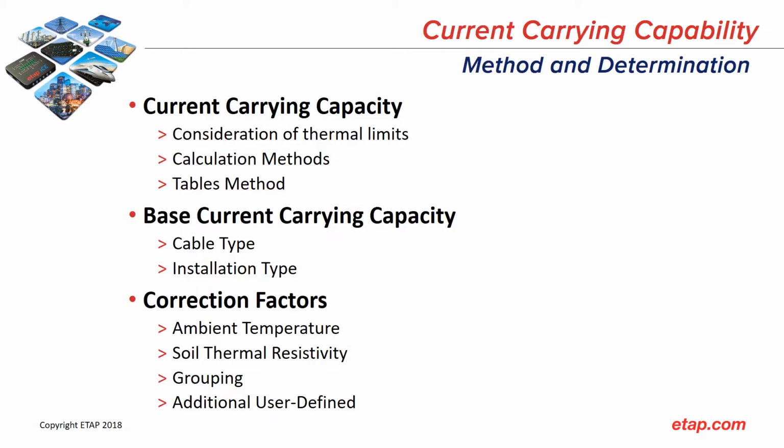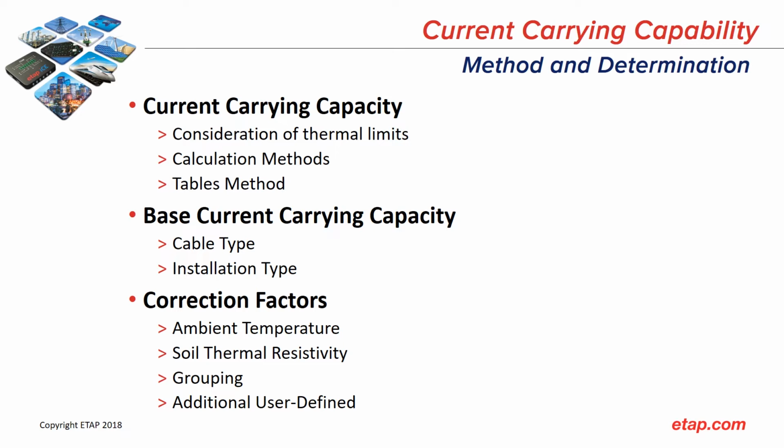Current carrying capacity. What is cable current carrying capacity? Current carrying capacity of a cable is essentially the consideration of the cable's thermal limits. It is necessary to determine the maximum current a conductor can carry under the conditions of use without exceeding its temperature rating. This is to ensure proper or normal cable operation.